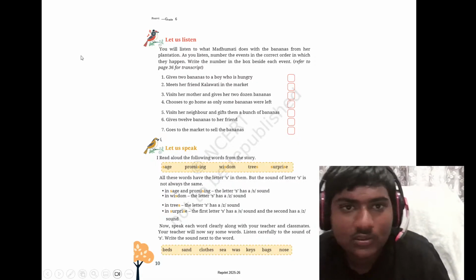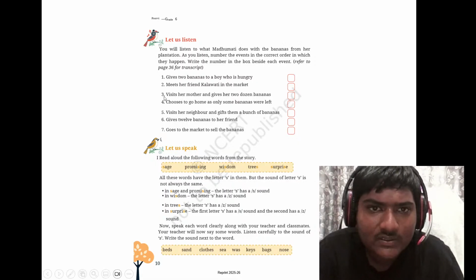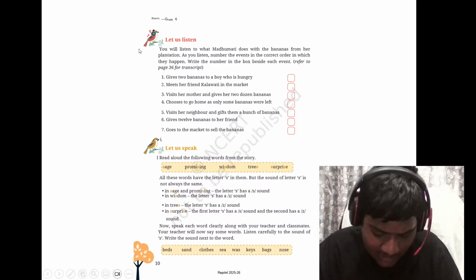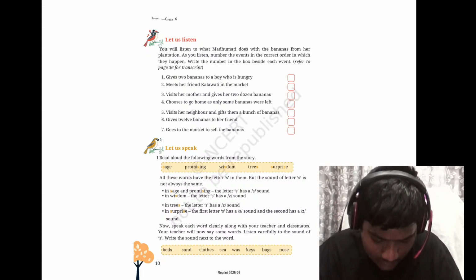Give two bananas to Madhumati from her plantation as you listen. Number the events in the correct order as they happen. Acha, the sequence that we have to do right now.